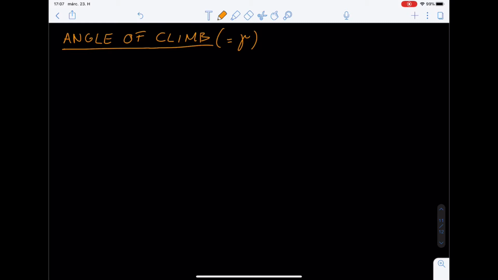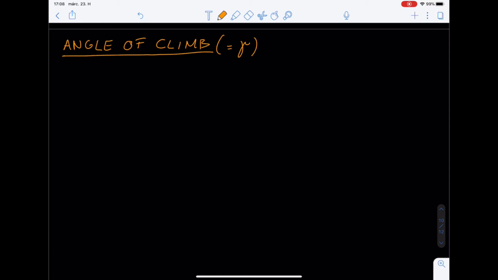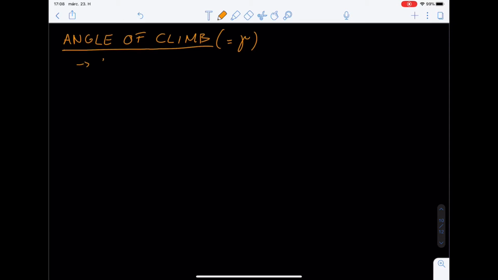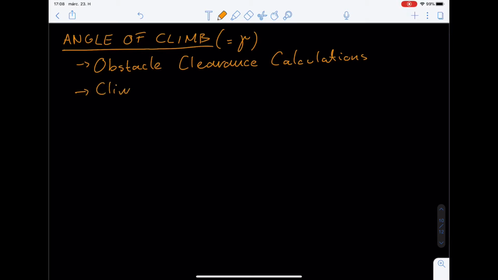Okay, so angle of climb is basically the equivalent of the flight path angle in our discussion, which is the angle between the local horizontal and the flight path of the aircraft. And why do we need the angle of climb? For two main reasons. The first one being obstacle clearance calculations, about which we have already talked a little bit. And the second area that we need it for is climb gradient calculations.